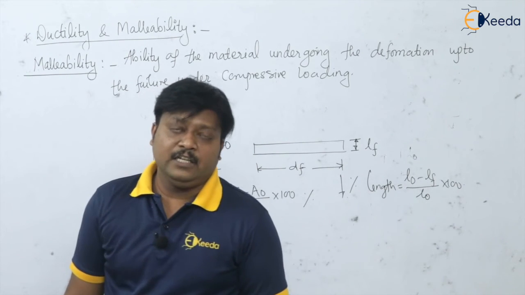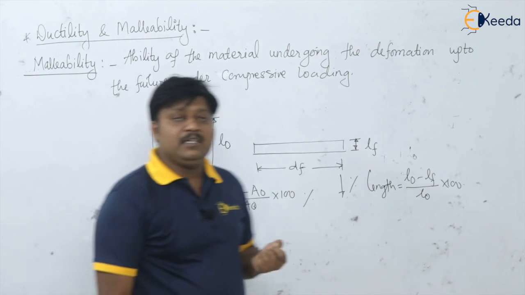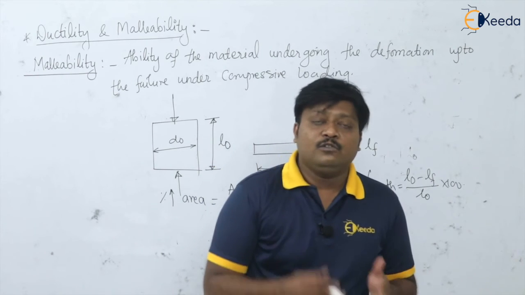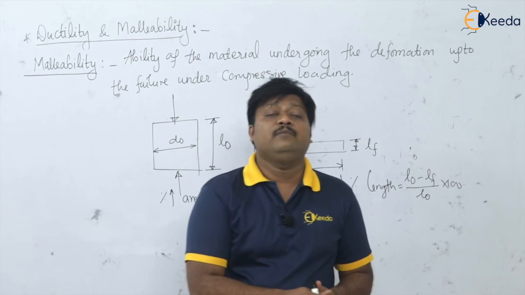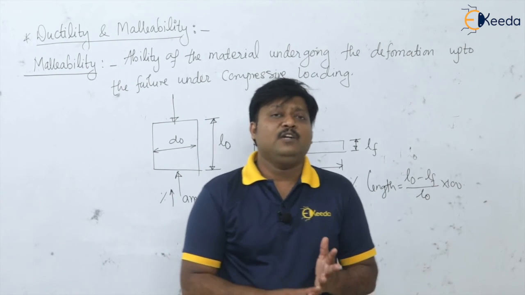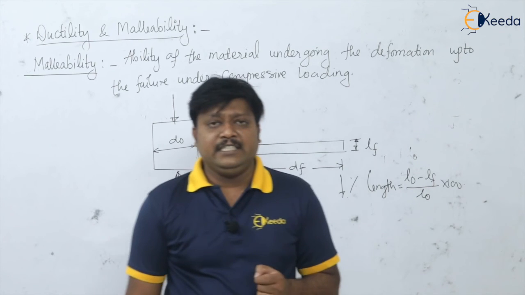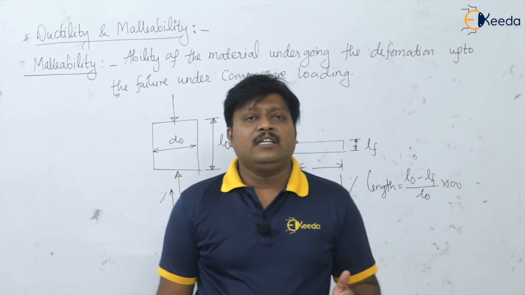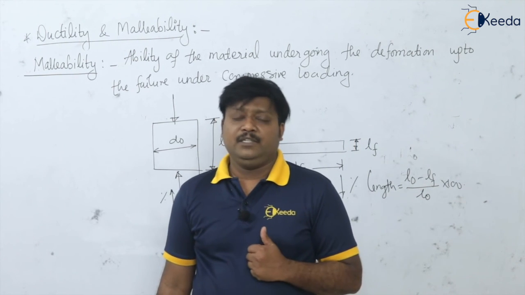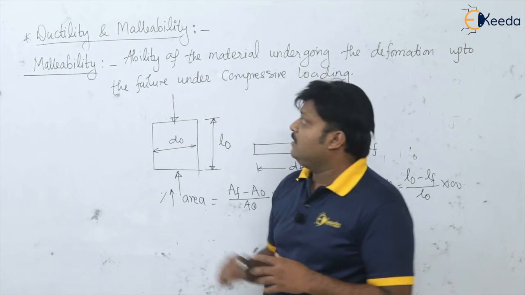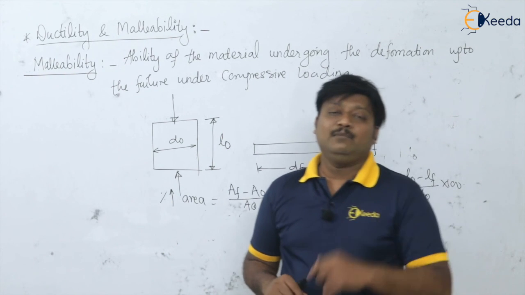In this fashion, we can calculate malleability and ductility. Please remember that some non-ferrous materials have very good ductility compared to ferrous materials. If you take the example of aluminum and copper, they have very good ductility. And if you talk about malleability, gold, silver, copper and aluminum have very good malleability, isn't it? So these are two very important properties of the material, ductility and malleability. Thank you.